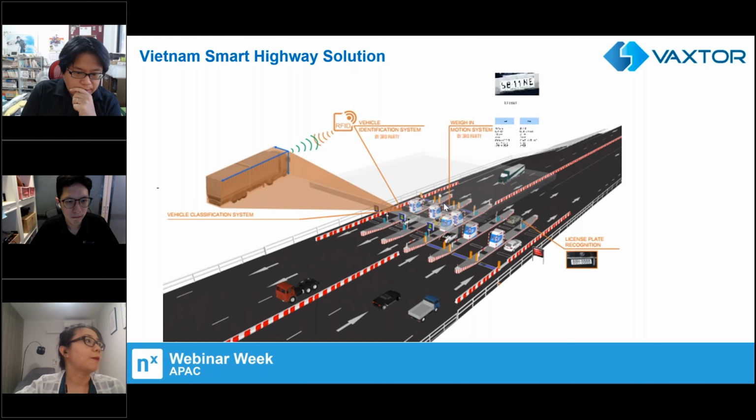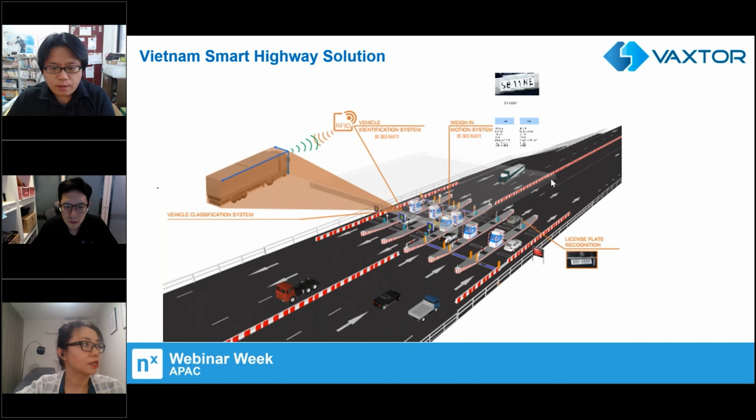The one thing I want to highlight is that for this particular project, the customer also deployed a weigh-in-motion system. Weigh-in-motion is typically a weighing scale installed along the highways, at the so-called ticketing booth.